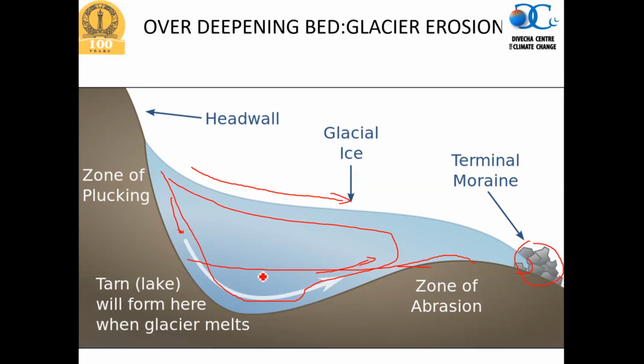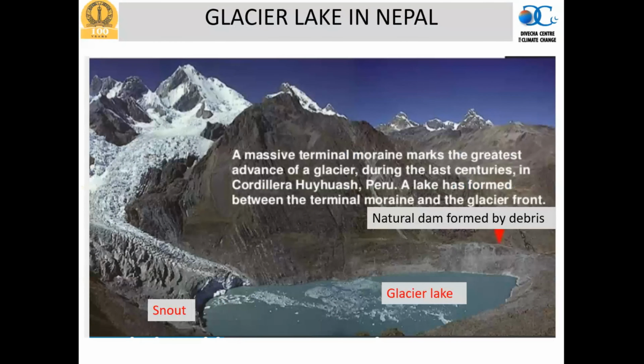This depression can store a large amount of water, and if the terminal moraine created has ice at the base or is temporary in nature, then it can lead to flash floods in the Himalaya. And there are numerous such massive lakes in Nepal. You can see here.